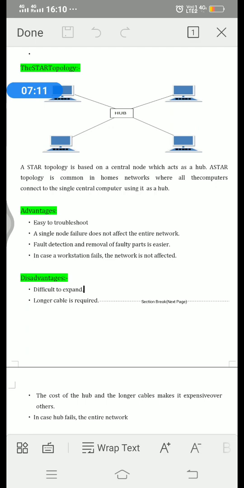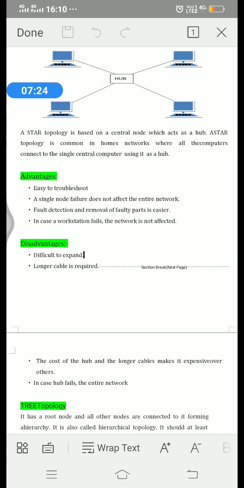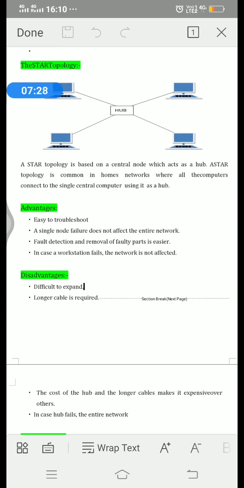Now next is longer cable length is required. Definitely longer cable length is required because each system needs to be connected with your central node. Fine. The cost of hub and the longer cable makes it expensive over others. Yes, a little bit more expensive than your ring topology and bus topology, but advantages take over this disadvantage.